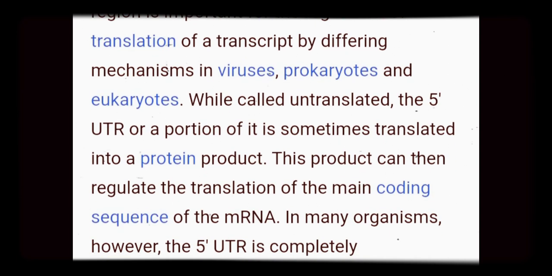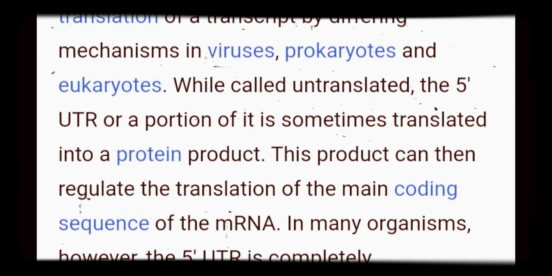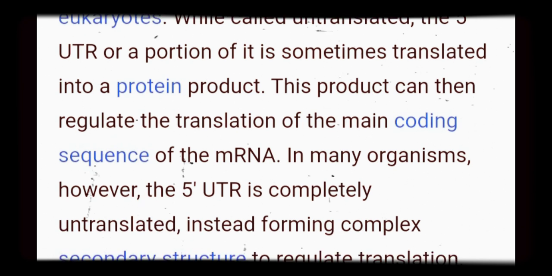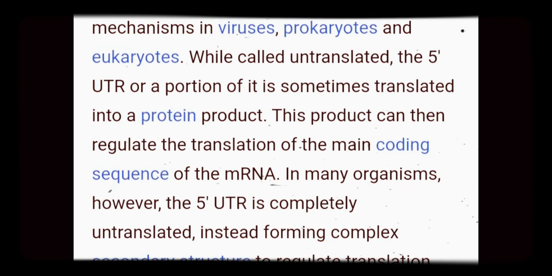Now this protein product can then regulate the translation of the main coding sequence of the mRNA. In many organisms, however, this 5' UTR is completely untranslated, instead forming a complex secondary structure, maybe a hairpin loop-like structure, to regulate the translation process. That is found in the virus, the IRES, internal ribosome entry sites.